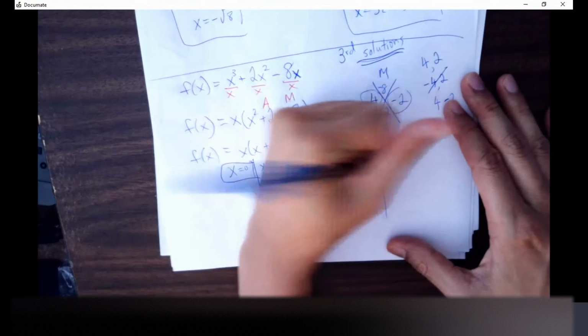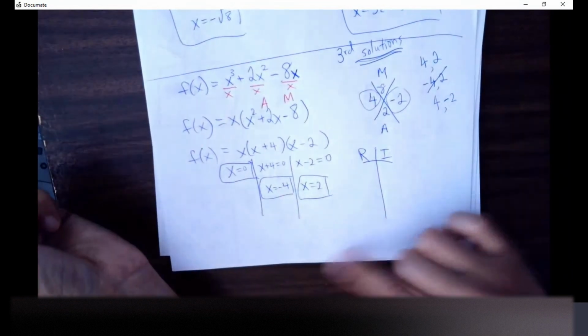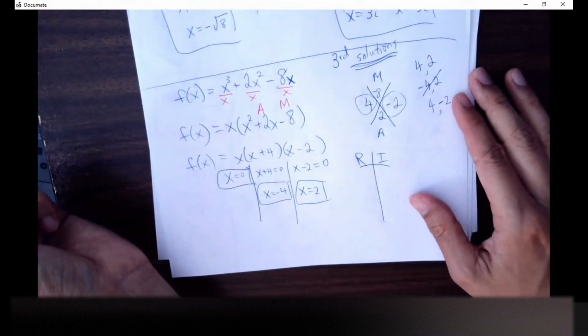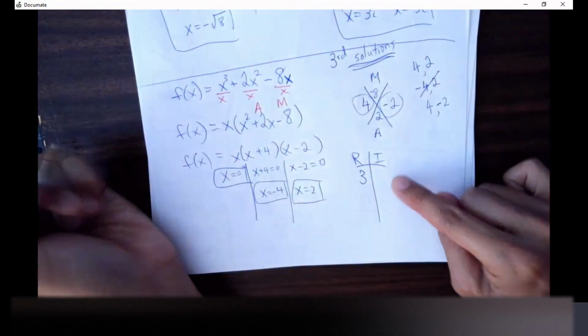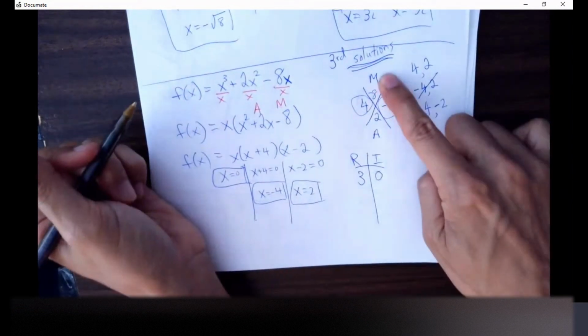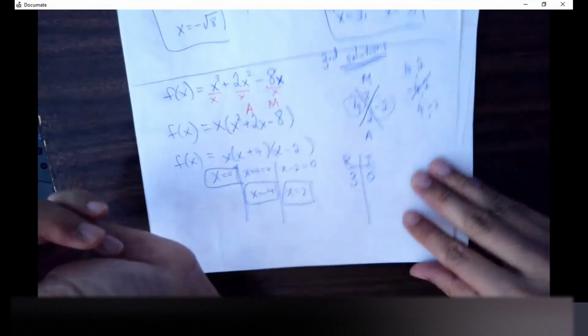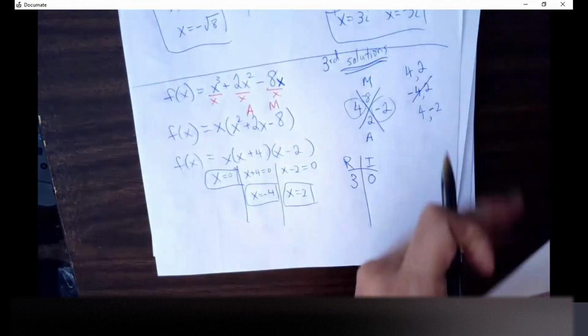Okay, so what's the breakdown? Real versus imaginary. How many real solutions do we have? Would it be 3 real? And how many imaginary? 0. 3 plus 0 is 3. Good. Yeah. Right.